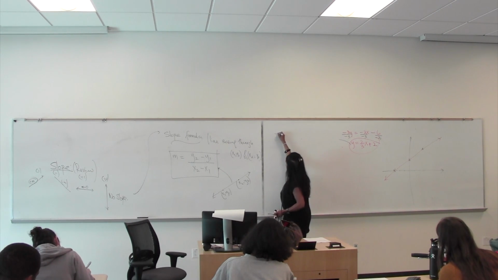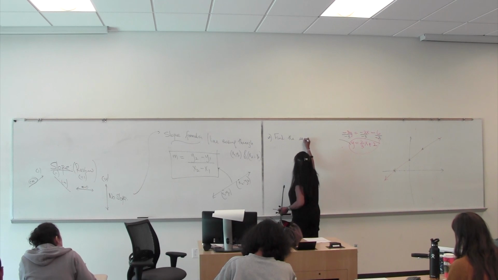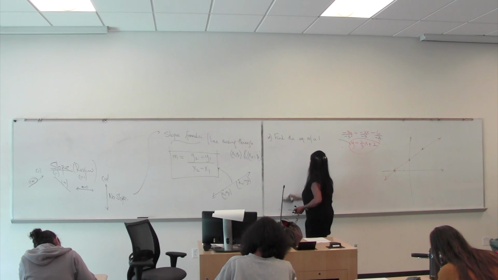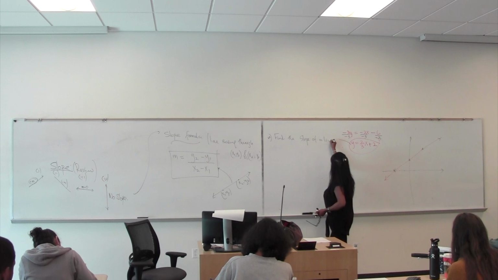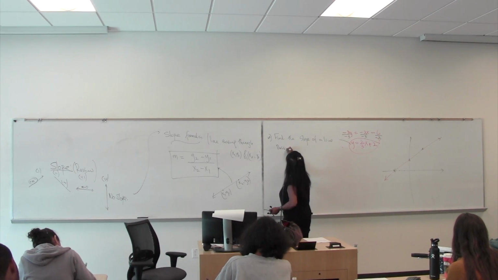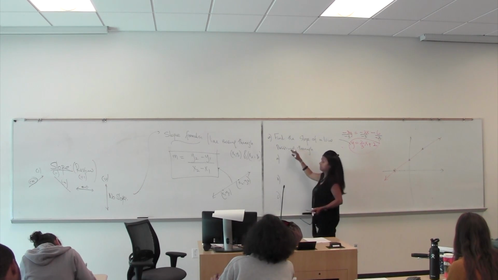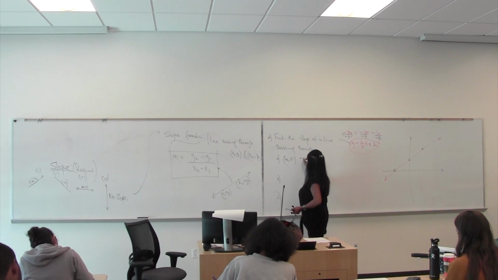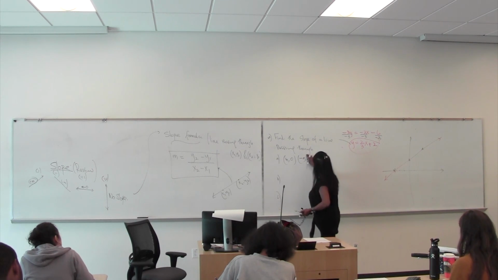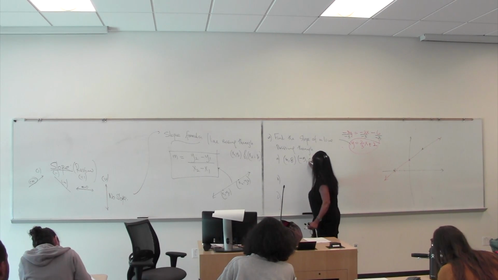Real fast, find the slope of a line passing through. I'm going to give 3 problems here. This is passing through. First one is 4, 0 and negative 5, 8.